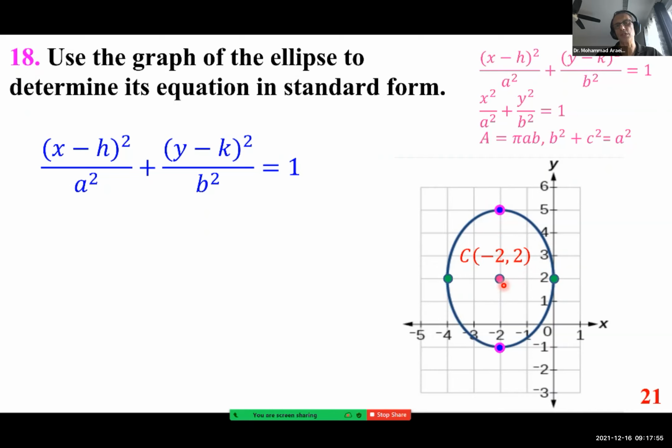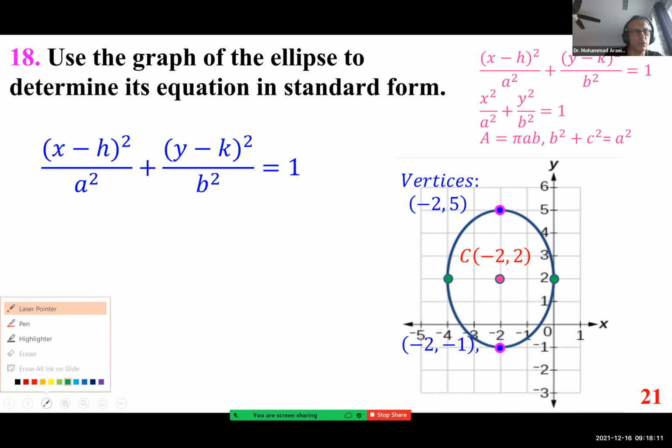A is 2 units. From here to here is 2 units. From here to here is 3 units. So A is 2, B is 3, with the vertices being located at -2, 5 and -2, -1.